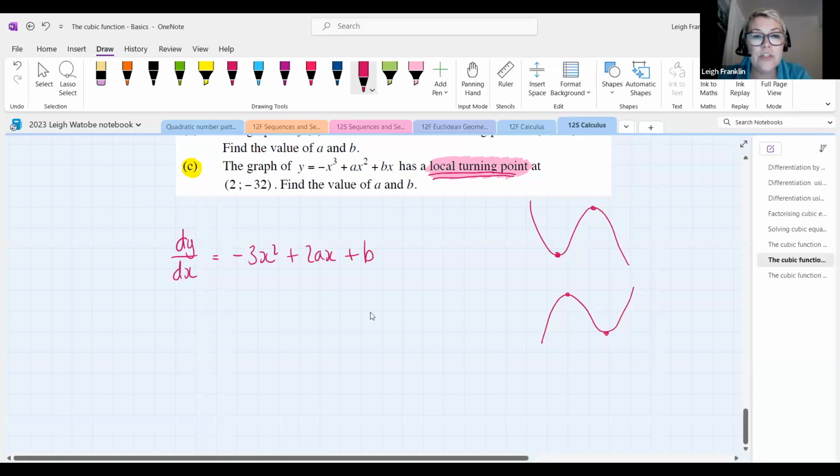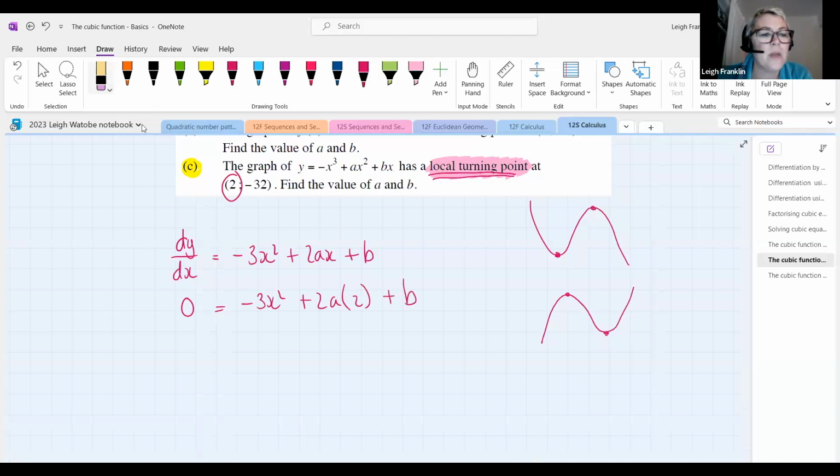What she would still need to do, however, is sub that 2 in. So she's going to make the gradient equal to 0. Here she's going to have minus 3x squared plus 2 times a times 2 plus b. Sorry, I'm being silly now. I should have put a 2 there as well.